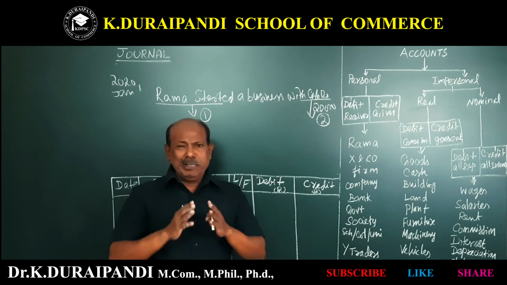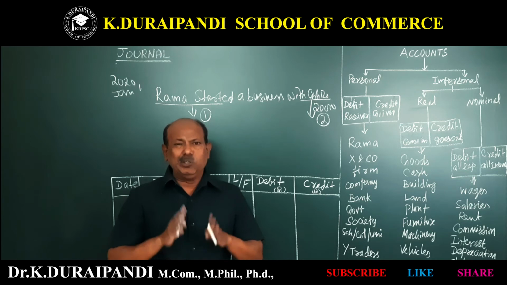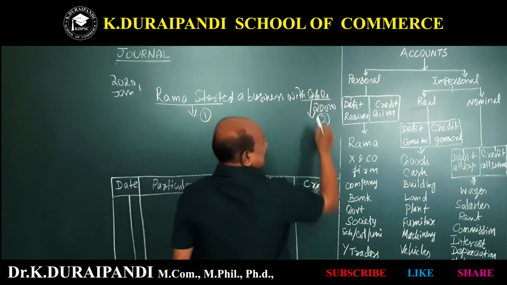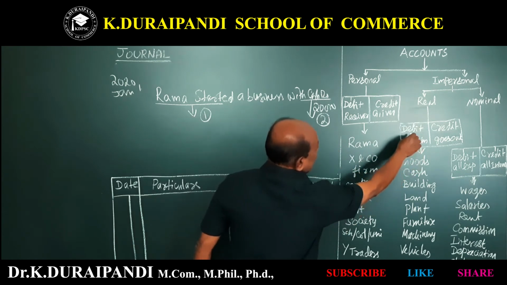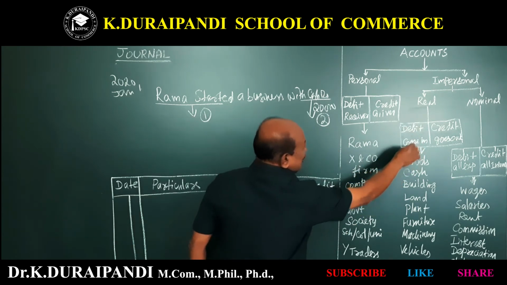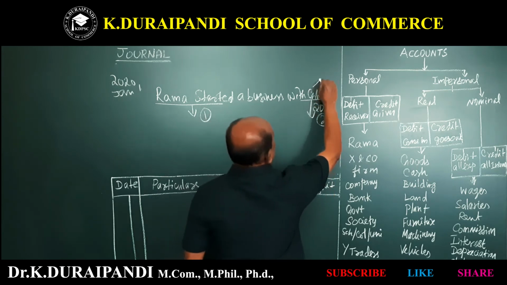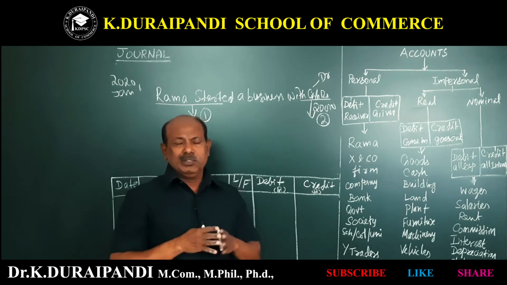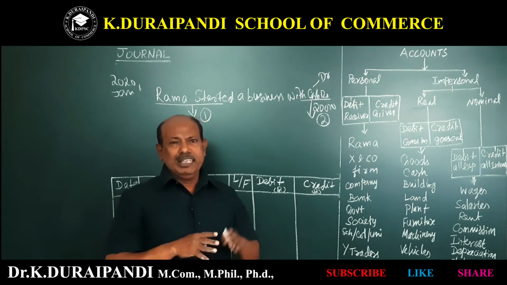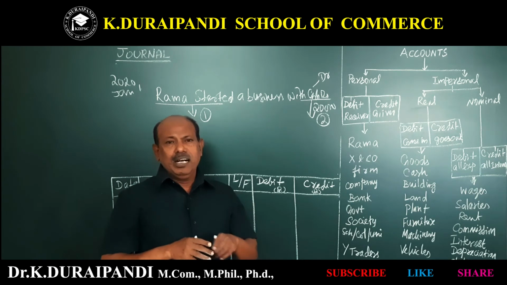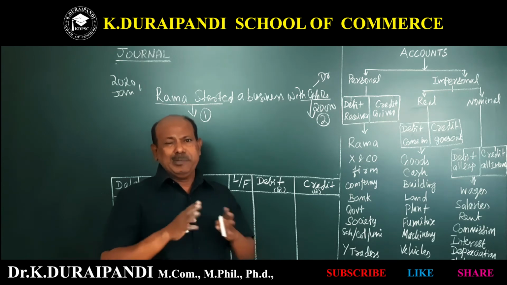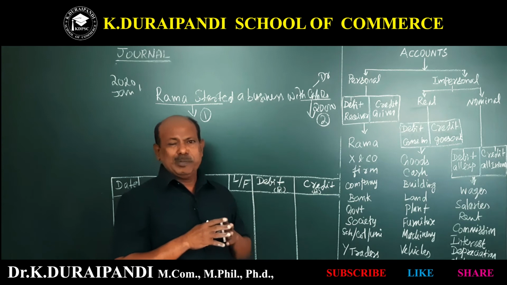Here, in the business, cash comes into the business. Cash comes in. Cash is a real account. As per the rule for a real account, debit what comes in. Cash comes into the business, so debit what comes in. All real accounts, all the assets that come into the business, are debited. That is the receiving aspect.